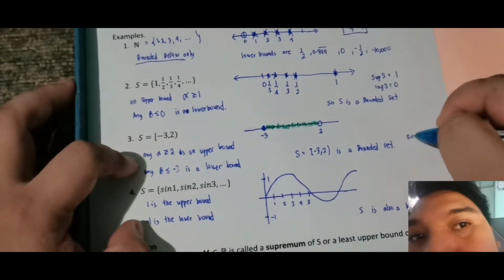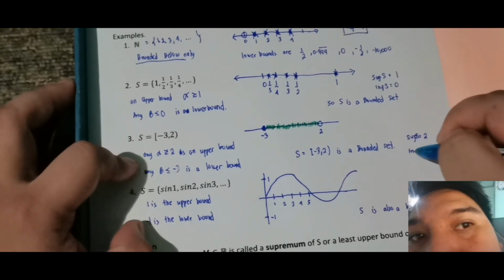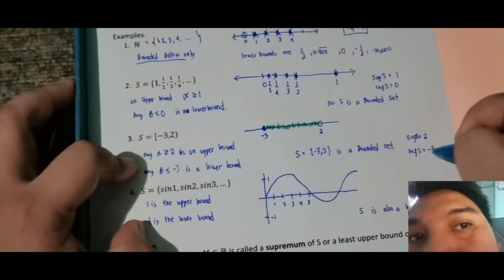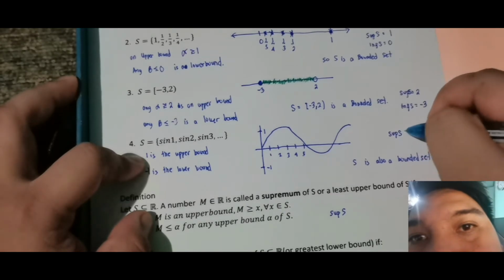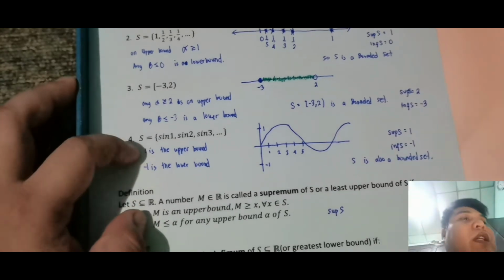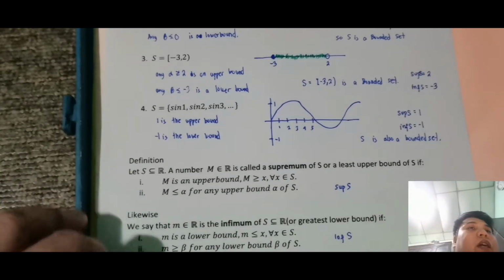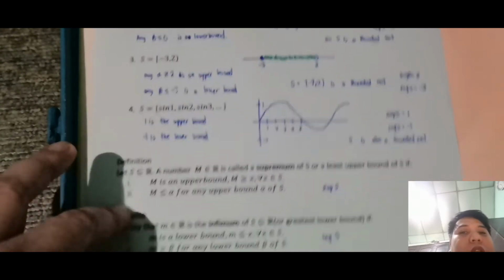Okay, next, ito ay bounded set ulit. Ang supremum nito is 2. Sorry, supremum of S. Ang infimum ng S is negative 3. Next, dito naman, since bounded, ang supremum natin ng S is 1. Ang infimum of S is negative 1. Ganun lang kasimple. So ulitin ko lang. Pag bounded below ka, automatic, sure ako meron kang infimum. Pag bounded above ka, automatic meron kang supremum. Kasi pag bounded below ka, meron kang lower bound. Pag bounded above ka, meron kang upper bound. So meaning mag-exist si supremum at si infimum dyan.